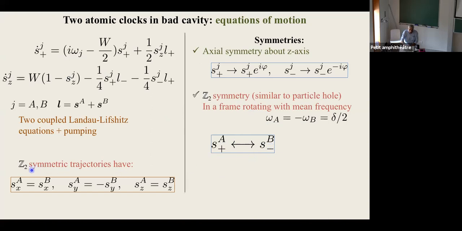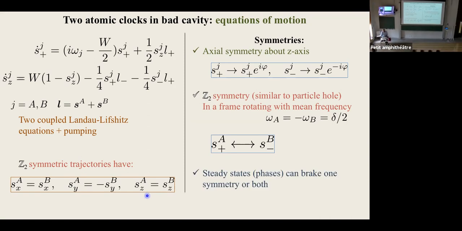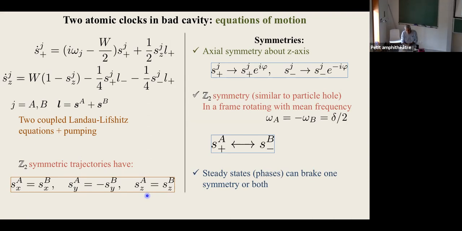So, in particular, the 2 symmetric trajectories will have S plus A equal to S minus B, which in components means that the X components are equal, the Y component of one is minus the Y component of the other, and this transformation didn't touch Z, so the Z components are the same. Now, attractors, which in this talk I also call phases, and sometimes steady states, can break one of the symmetries or both. That's one way you can understand the different phases in this diagram.